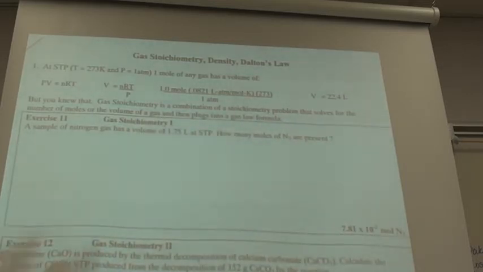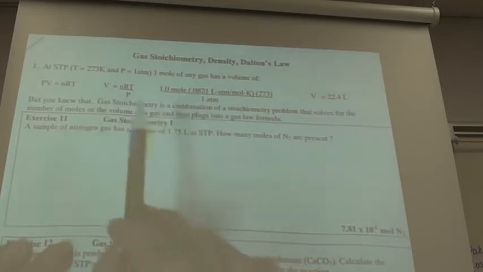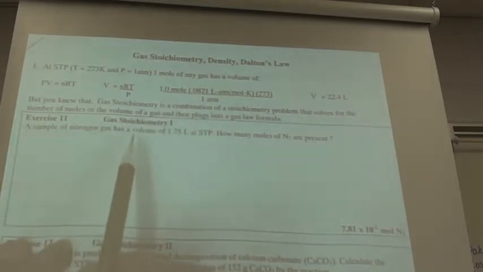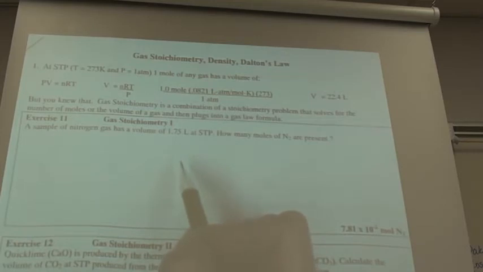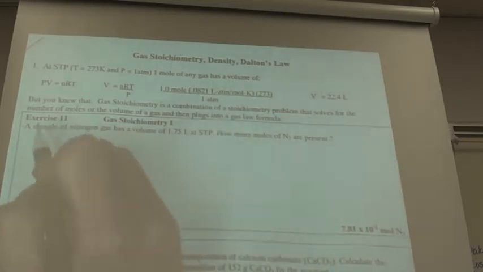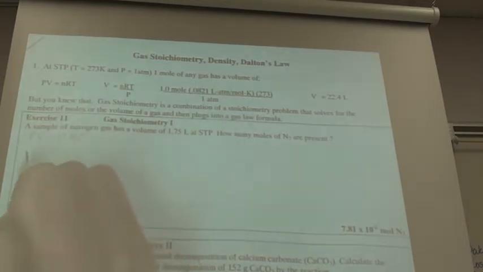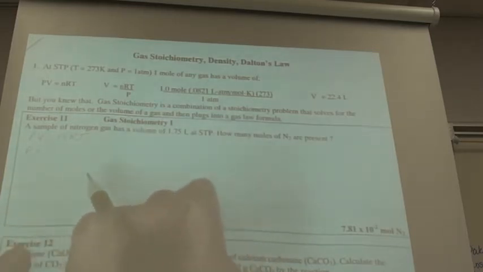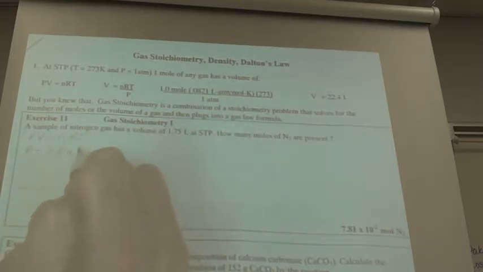So here comes our first one. Remember, you can tell a lot from STP. It's a lot of variables. A sample of nitrogen gas has a volume of 1.75 liters at STP. How many moles are present? What formula should we use? PV = nRT, where the pressure is 1.0 atm. The volume is given at 1.75 liters. n is what we're solving for.